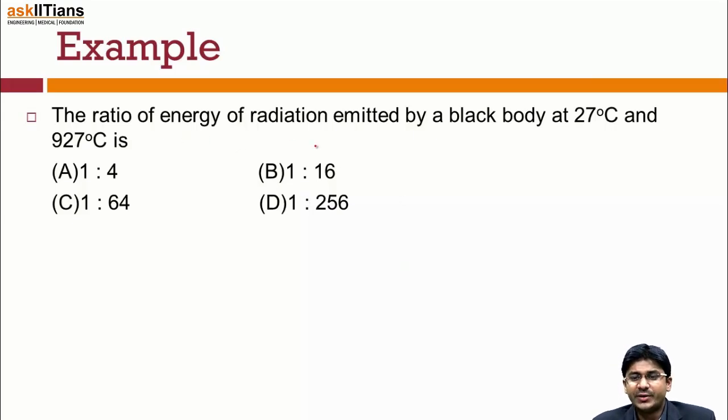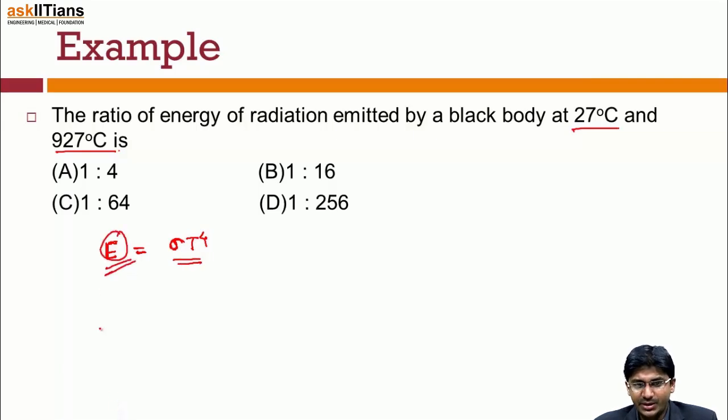Now, the ratio of the energy of radiation emitted by a black body at 27 degrees Celsius and 927 degrees Celsius is. Now, we talked about the energy. If you remember, the formula for the energy radiated is sigma into T to the power 4. This is the energy radiated per unit time, per unit area. So you have to find out the ratio at 27 and 927. Now here this temperature is in Kelvin. This you have to keep in mind, this temperature is in Kelvin.